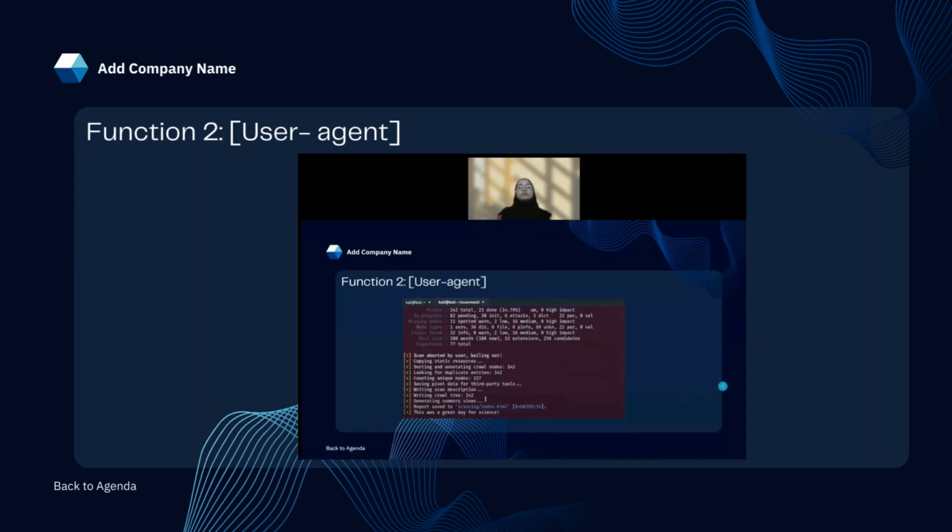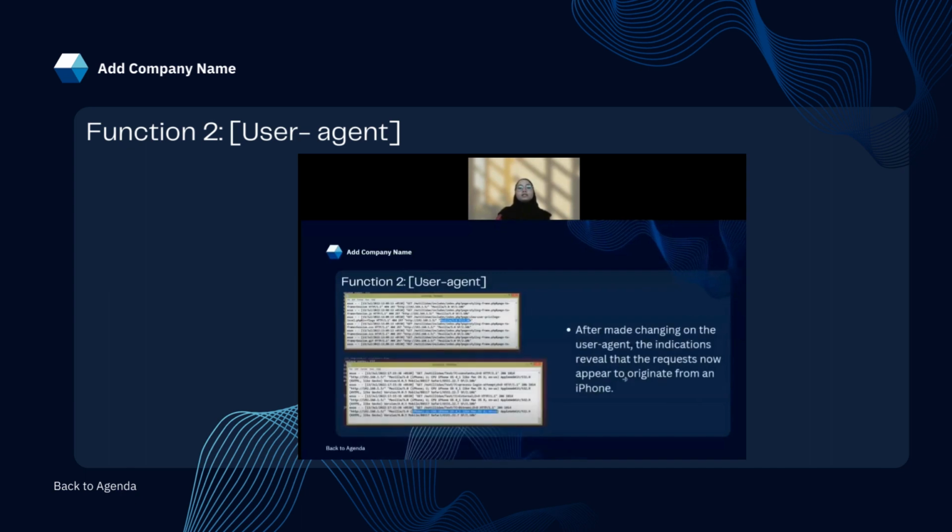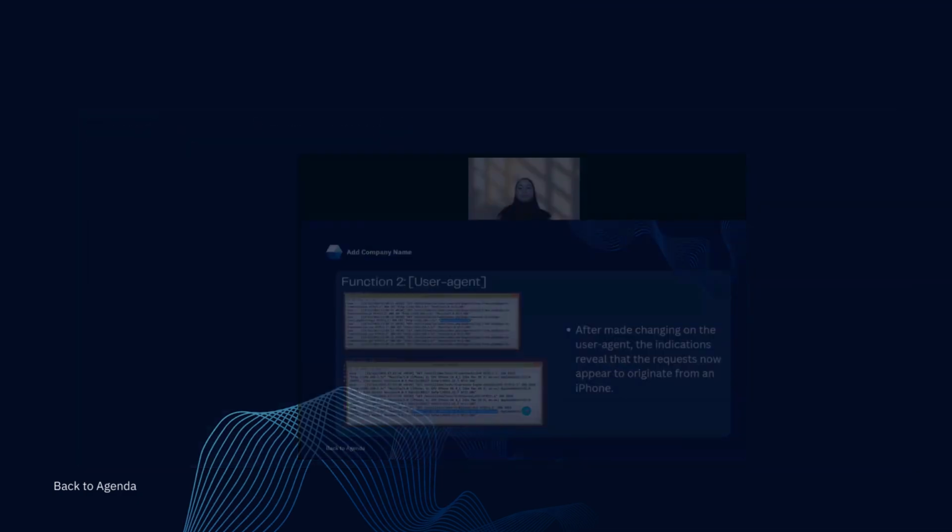But in here, I want to see the access notepad again, whether it changed the server or not. So in here, we can see it already changed the server. After making the change on the user agent, the indication revealed that the requests now appear to originate from an iPhone. So that means what I changed really succeeded, changing the server to iPhone.